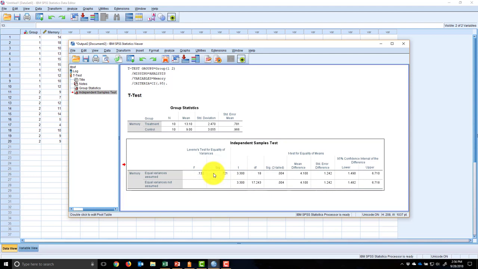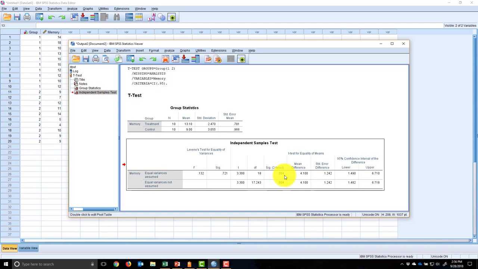So SPSS is saying, all right, we're going to assume the equal variance. So we've got a t-score of 3.3. The degrees of freedom is 18. And the reason it's 18 is because, remember, degrees of freedom is n minus 1 for each of the two groups. We're looking at a two-tailed test here. So with this particular t-test, we're not saying whether or not we are going to expect the difference to be positive or negative. It can be either direction, so that's 0.004.